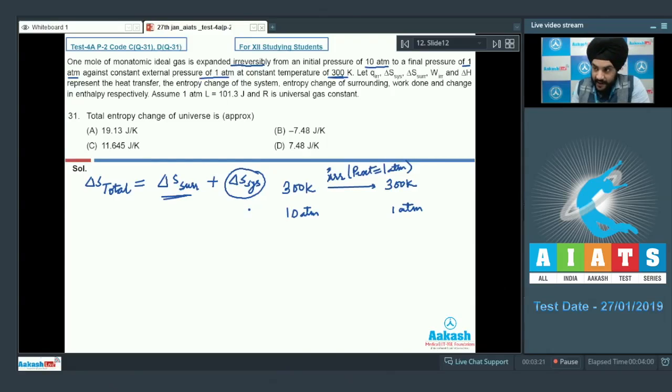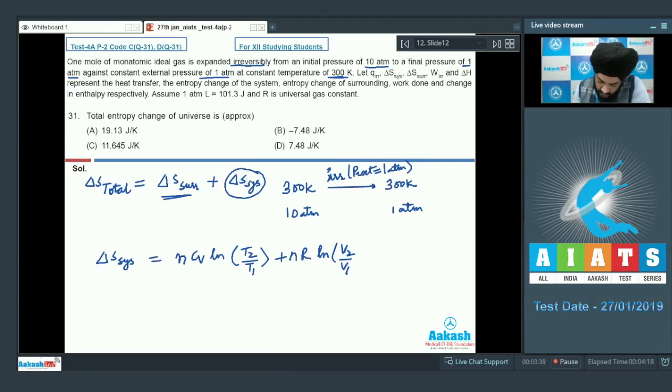So delta S system, entropy is a state function. So delta S system can be directly found out from the formula. So we have nCv ln of T2 by T1 plus nR ln V2 by V1. So the temperature term will be cancelled out. This ratio is equal to 1 as the process is isothermal. So the ln term will be equal to 0. So all that is left here is nR ln V2 by V1. The number of moles of gas given to us is equal to 1. So it will be equal to R ln of V2 by V1.